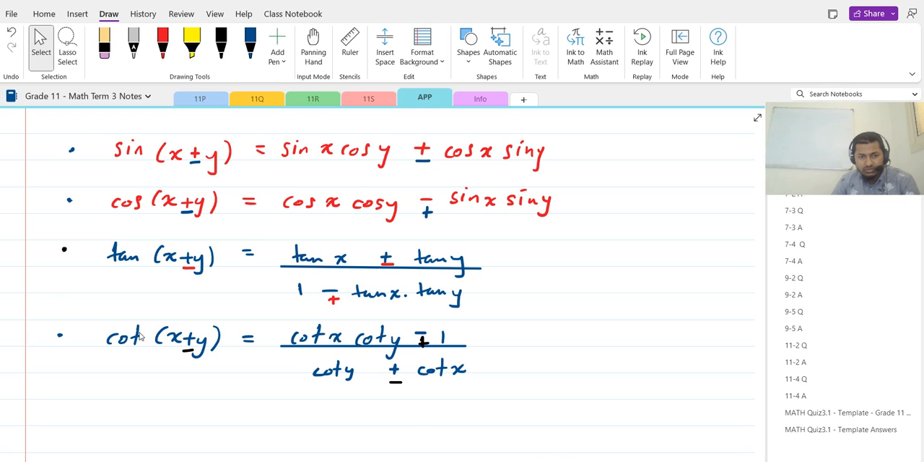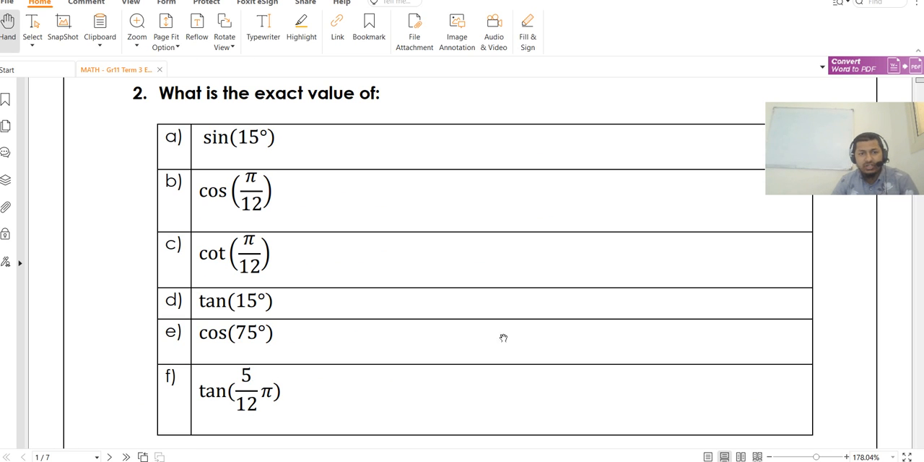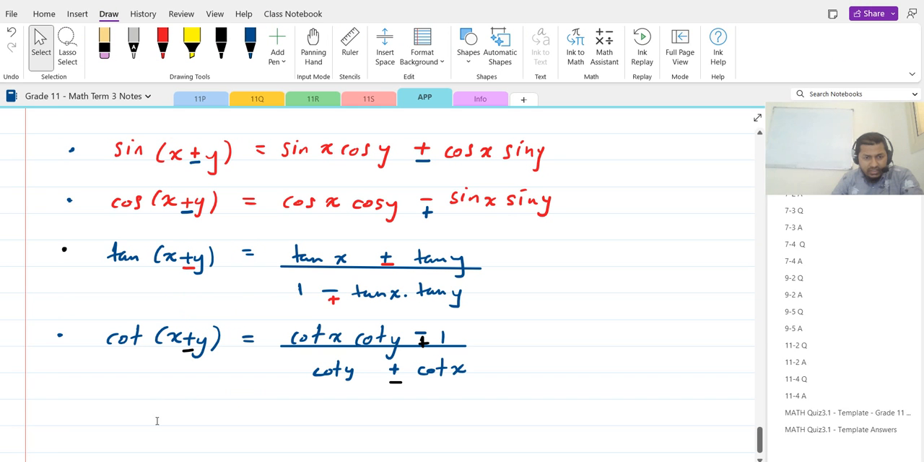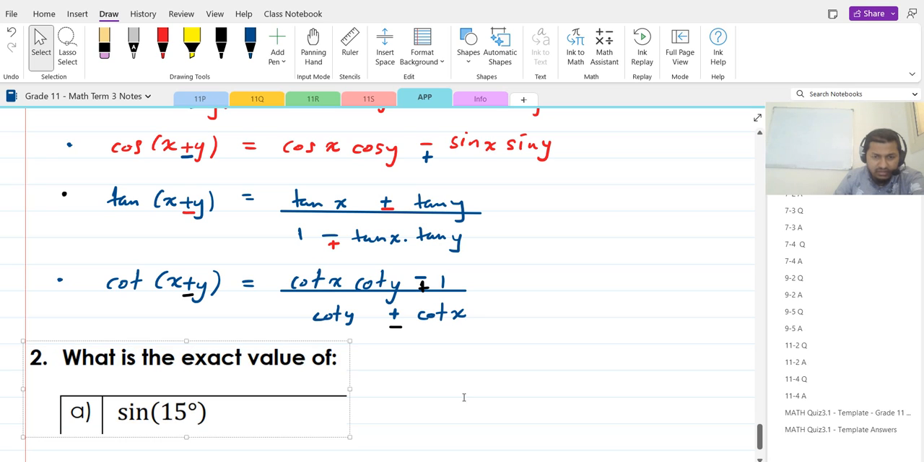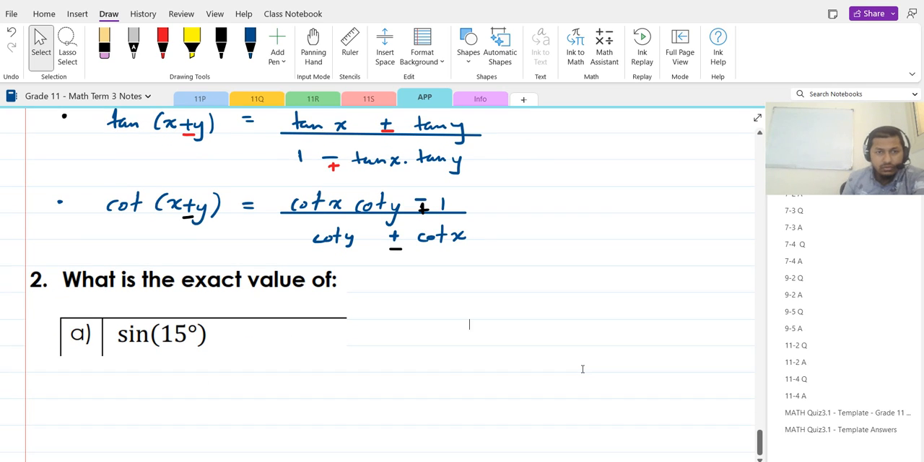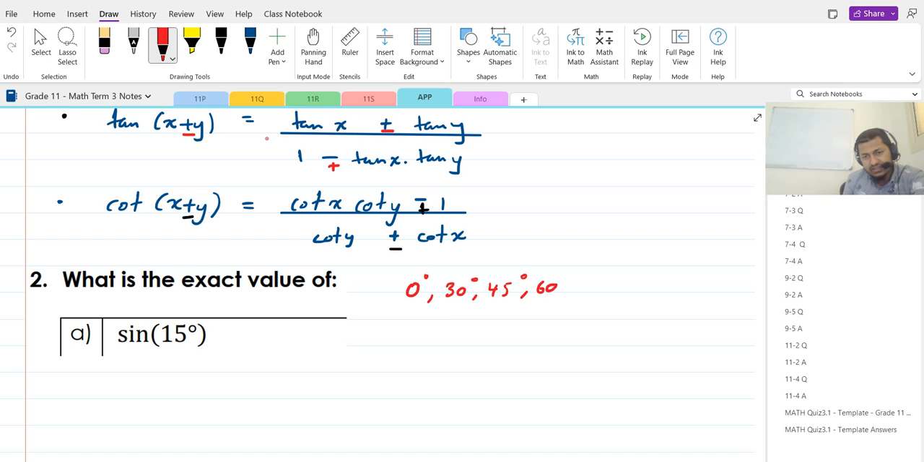Right, so now solving these, remember we only have 5 special angles. So what is the exact value of sine 15? Now using the 5 special angles, how are we going to get sine 15? So remember we have 0, 30, 45, 60 and 90. So we want to use these angles to get 15 degrees. So you can either say 60 minus 45, or you can say 45 minus 30. Let me just use 45 minus 30.